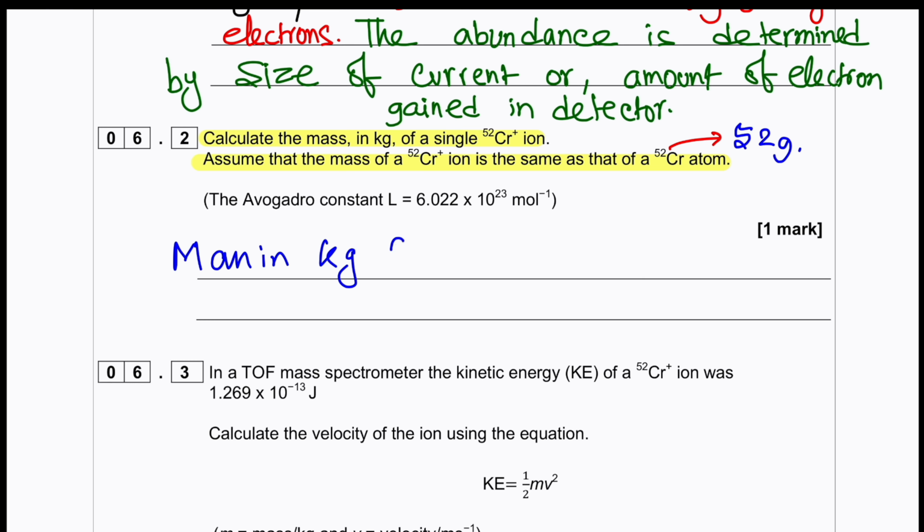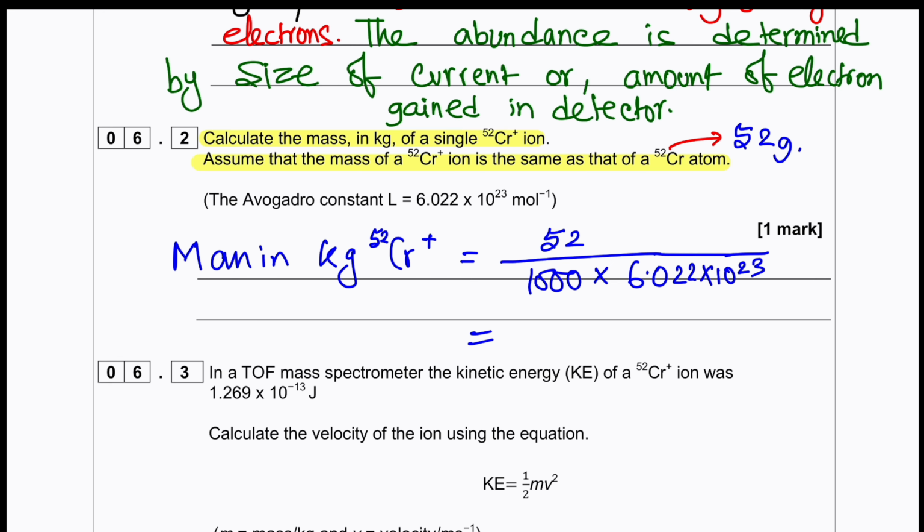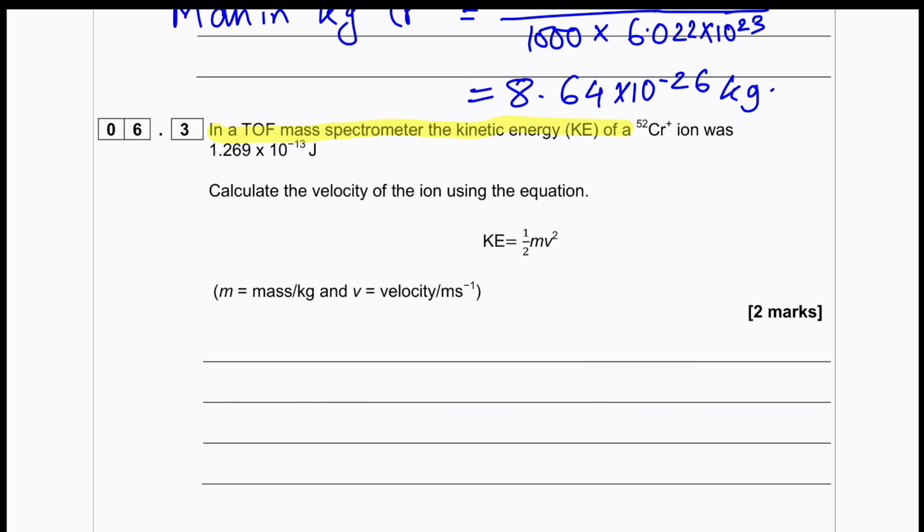So to find out the mass in kg, we will first divide the 52 grams by 1000. When we divide it by 1000, we get the mass of the grams converted into kgs. Then we will further divide it by the Avogadro constant to find out the mass of one atom of chromium 52 plus charge ion. And this will give us a mass of 8.64 times 10 to the power of minus 26 kgs.